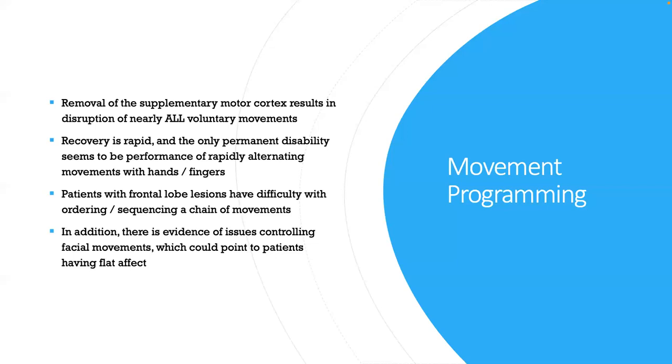So, in other words, patients with frontal lobe lesions had difficulty ordering the various components of the sequence into a chain of movements. It makes sense, since one of the general functions of the frontal lobes is sequencing, like the dinner party task that we talked about. This is a different type of sequencing, but still a sequence task, just related to movement. So these particular patients recalled components correctly, but they were in the wrong order.